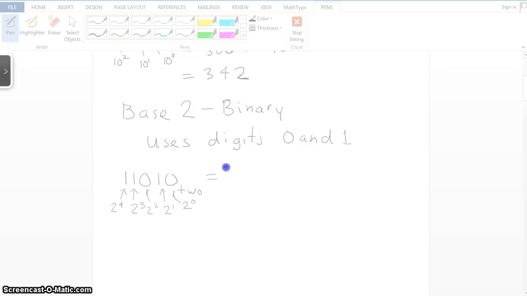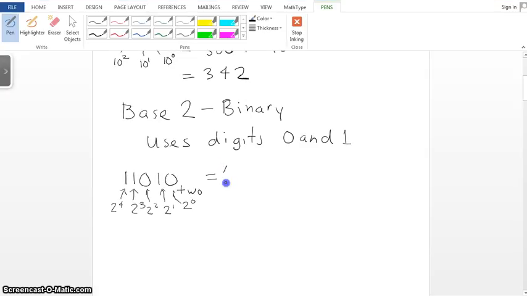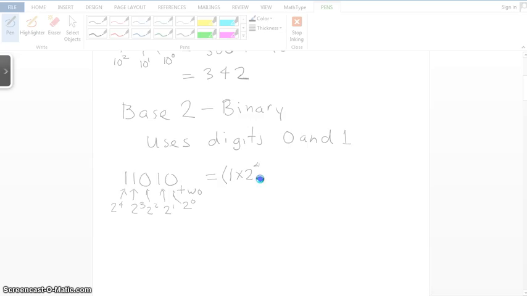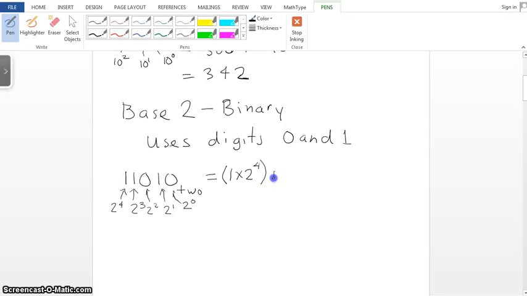My computer's acting a little funny. It does that sometimes. Okay, so you do 1 times 2 to the 4th plus 1 times 2 cubed plus, that would be 0 times 2 squared. I'm not going to write that. Let's do this one, is 1 times 2, that was in the 2 to the first position. Alright, and that 0 I'm not going to write either, but that would be plus 0 times 2 to the 0.